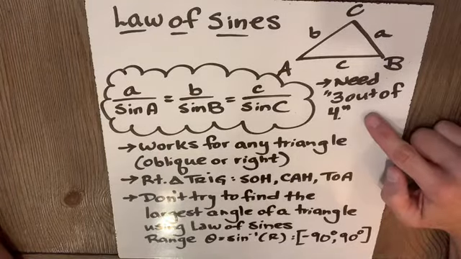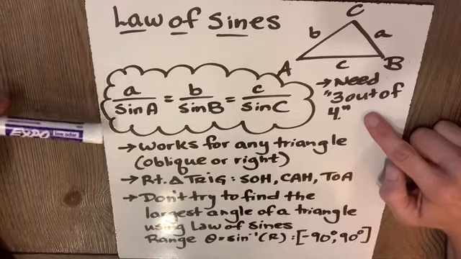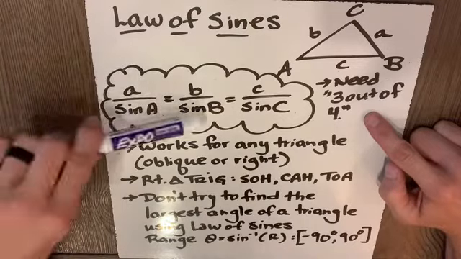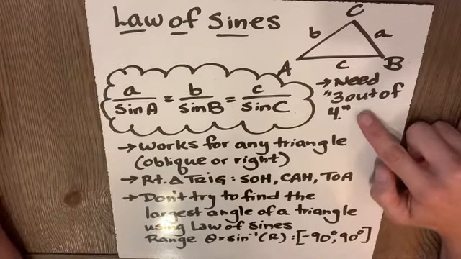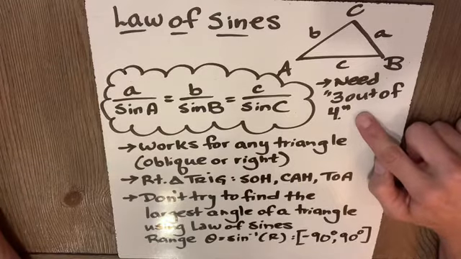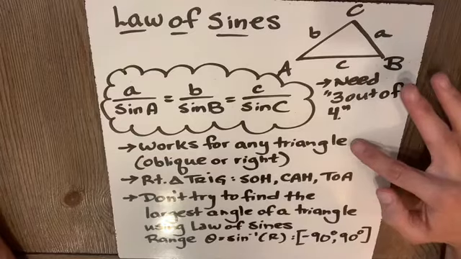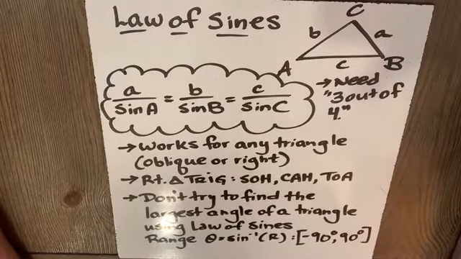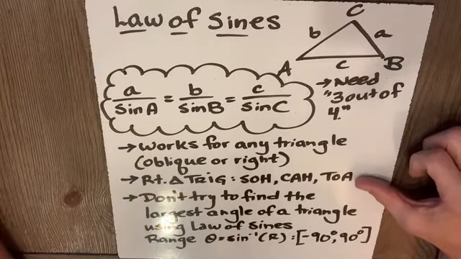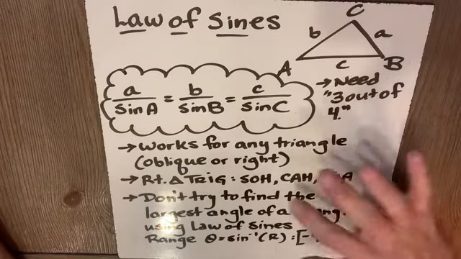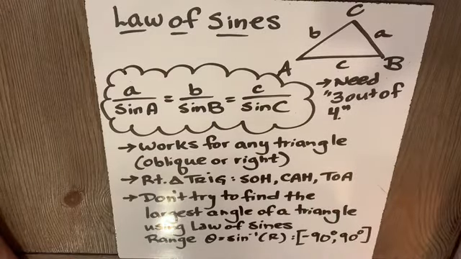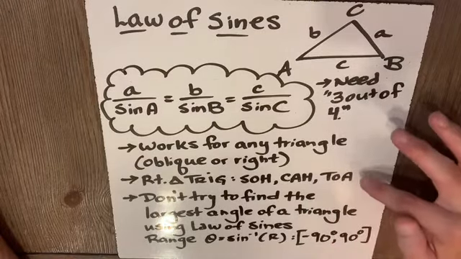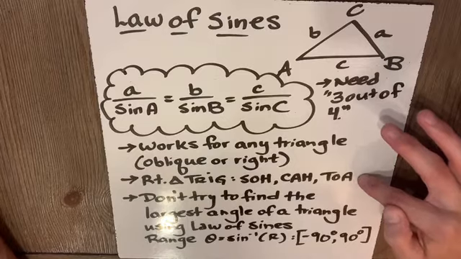I tend just to look at my fractions and try to make one fraction equal to another, and say I need to find 3 out of 4 in order to make it work. If I have 3 out of 4, I can use the law of sines. It works for any triangle, that means a non-right triangle, an oblique triangle, or a right triangle. Remember, right triangle trig, when you have that right angle, you can use SOHCAHTOA. Sine is opposite over hypotenuse, cosine is adjacent over hypotenuse, and tangent is opposite over adjacent.